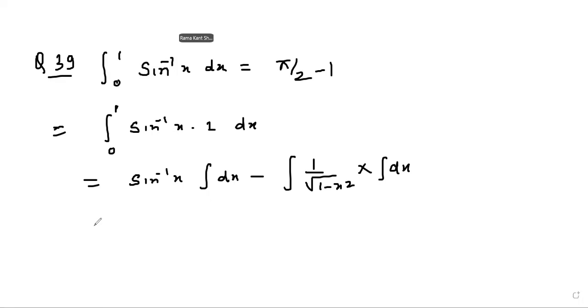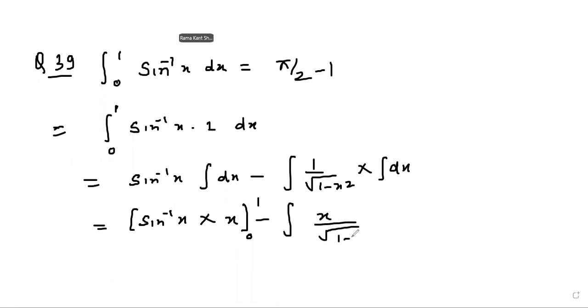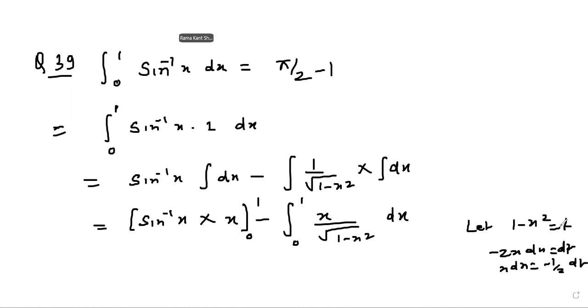So it will become sine inverse x times x minus. Now here we can put limits 0 to 1, minus integration. Integration of dx will give x. So x upon root of 1 minus x squared dx, 0 to 1. It is very simple. Here let 1 minus x squared equal to t, then minus 2x dx equal to dt, and then x dx will be minus half dt. And we can change the limits also. When x equal to 0, t will be 1, and when x equal to 1, t will be 0. And then after putting the limits, we can get the value.